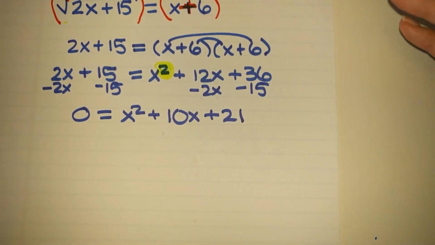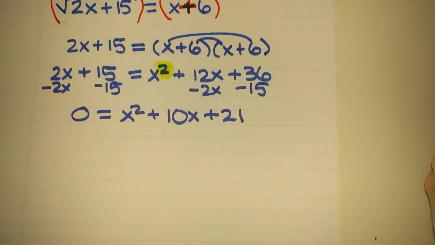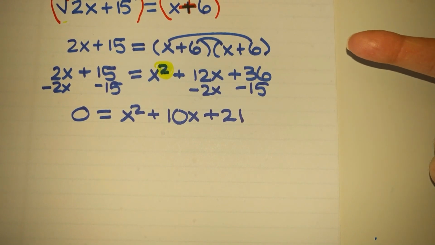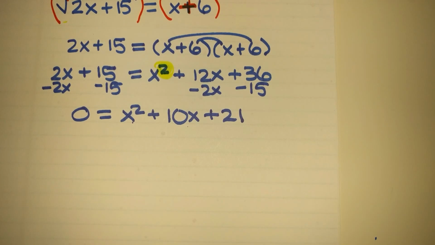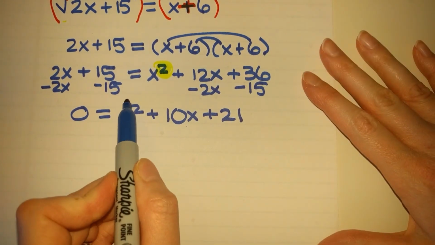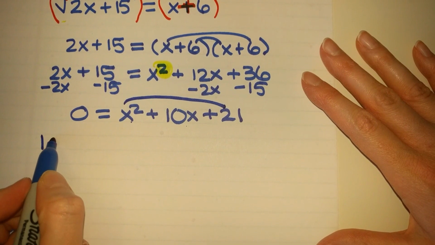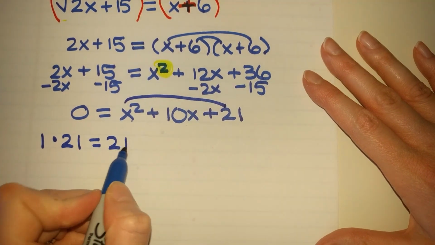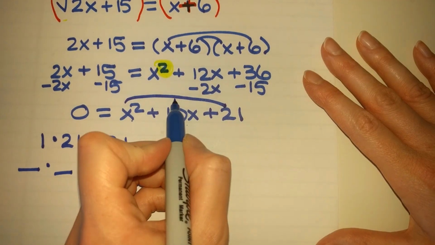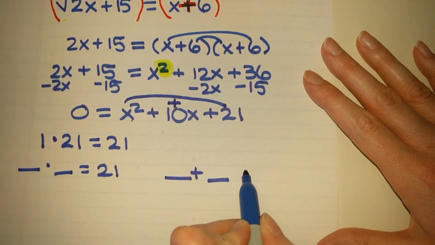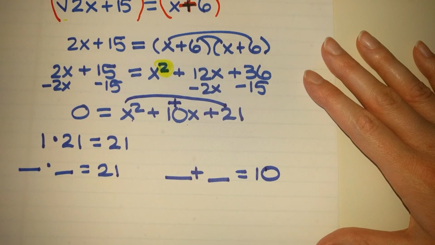Now, at this point, you kind of have two options. You can factor it if you like to factor, or you could do the quadratic formula. But because we have three terms, we can't really use the square root method. We've got to go into either factoring or quadratic formula. So factoring is going to be probably the easiest, most time-efficient thing to do here. If you look at the first times the last, you would have 1 times 21. So you want two numbers that multiply together to give you 21, and they need to add to get 10.